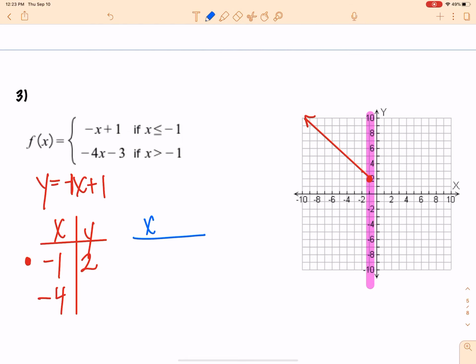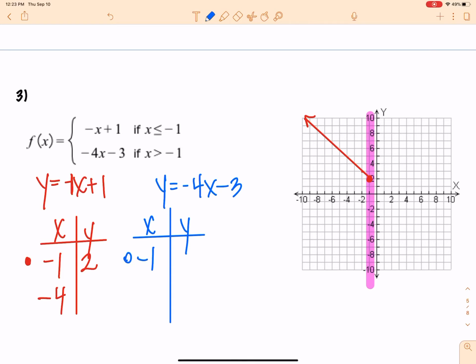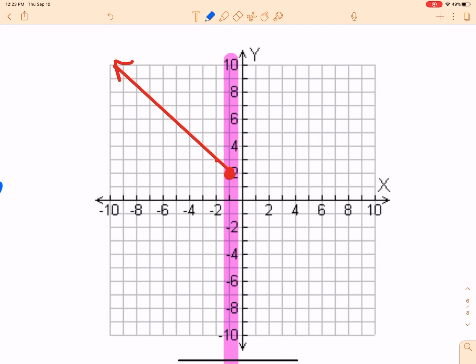All right, so let's do our second line. So y equals negative 4x minus 3. Again, we're still using negative 1. However, this is an open circle. If I plug in negative 1 into my equation, it's 4 minus 3, which is positive 1. So negative 1, positive 1 with an open circle is there.